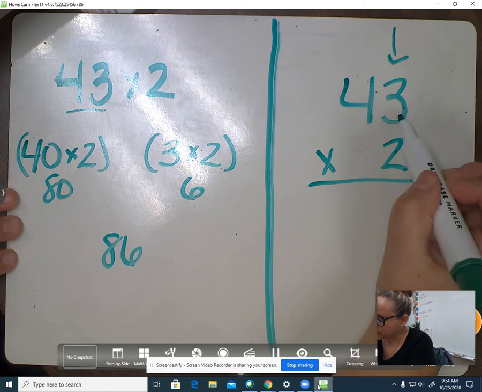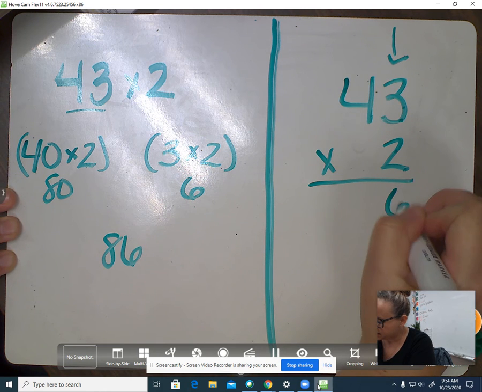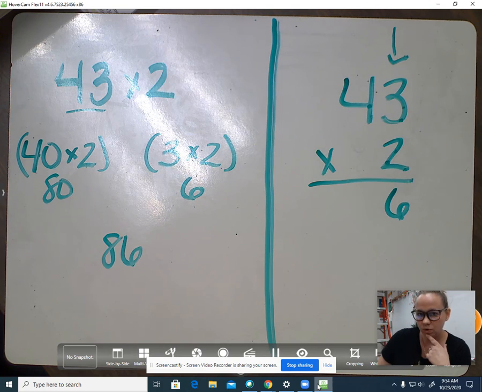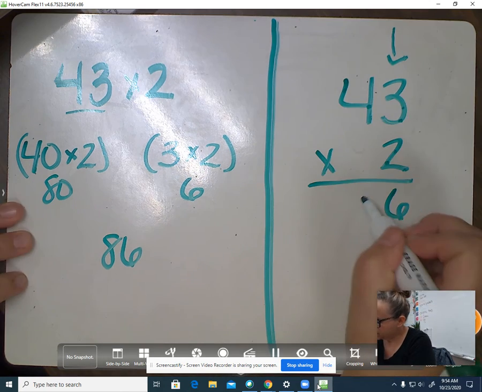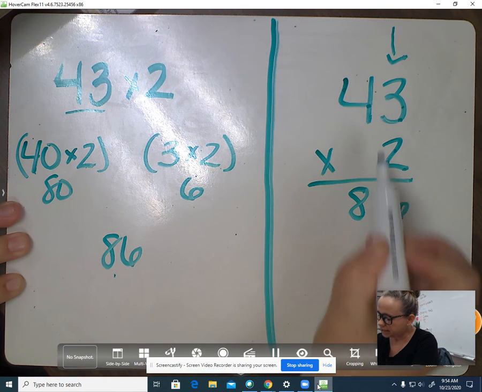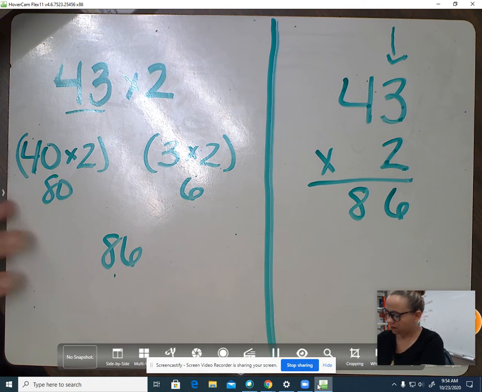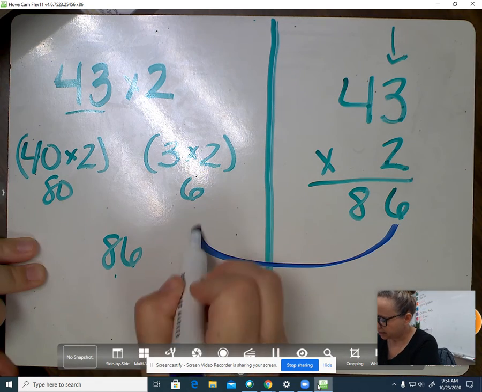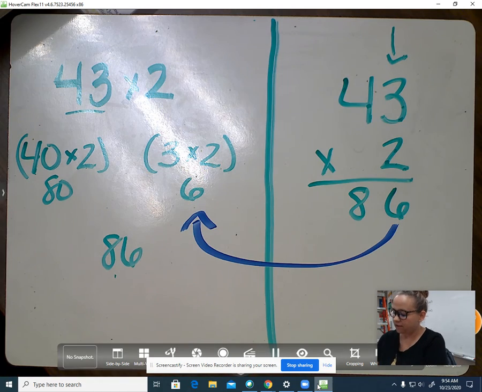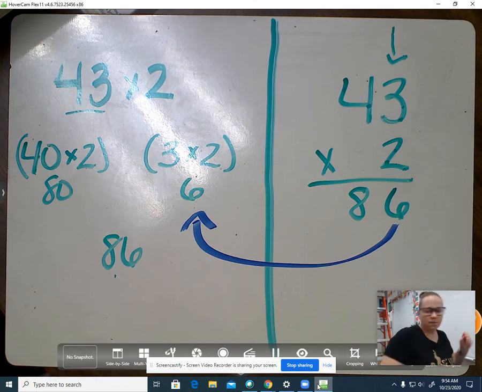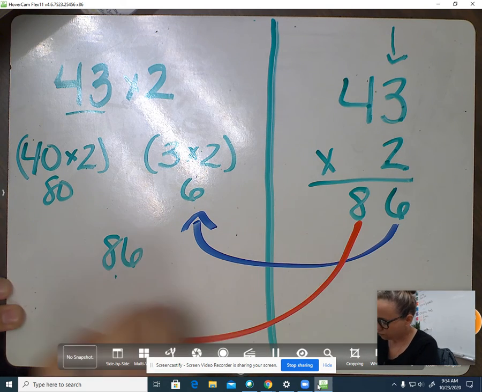So I'm going to do 3 times 2, which is 6. And 40 times 2. What's 40 times 2? 80. So 86. Check it out. It's the same thing. What I did here was 3 times 2, which was 6. So this I have right here. And then 40 times 2 is 80. And that was right here.